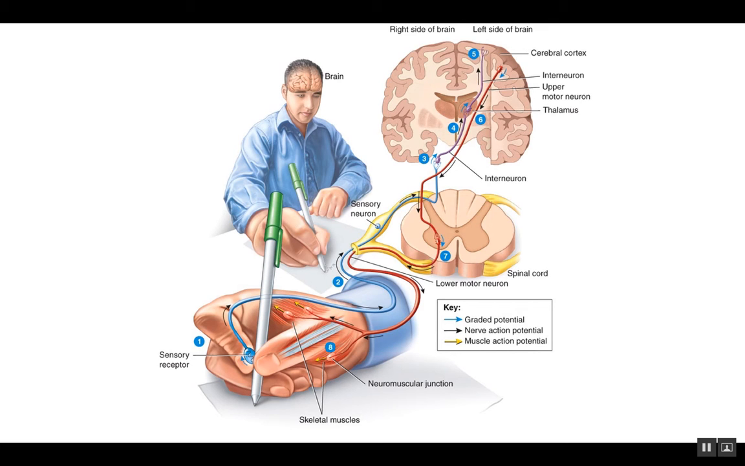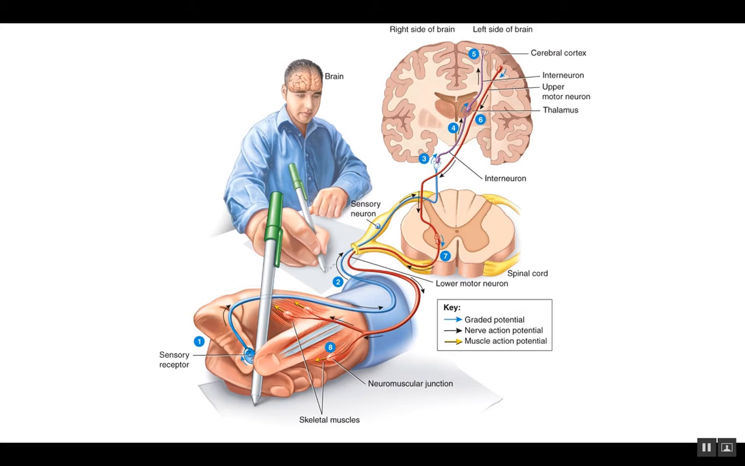This figure is what I would call the big picture. Sometimes we get so wrapped up in the minor details of how a neuron works and look at all the different ion channels and how that membrane potential fluctuates during an action potential. We forget the whole big picture. So this is the big picture.